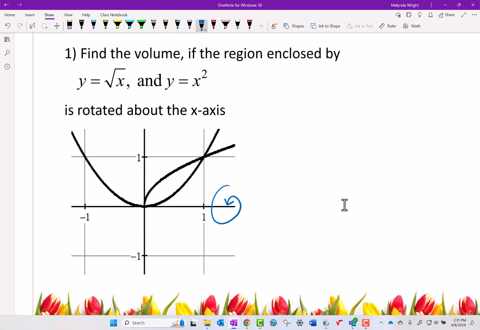I would like to kind of highlight the portion that I'm rotating. It's the portion trapped between square root of x and x squared. So this is the part that is going to be rotating. It's going to rotate like around like this, over and over like that. It's going to rotate like that.